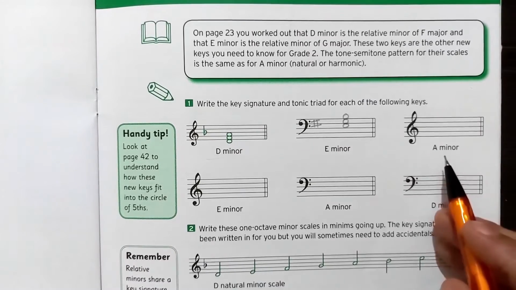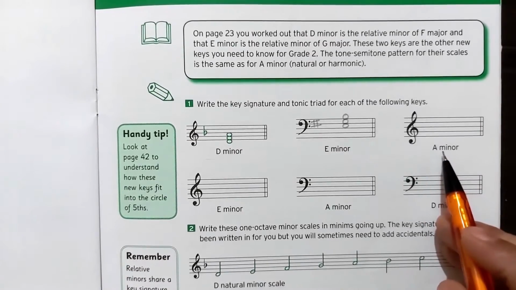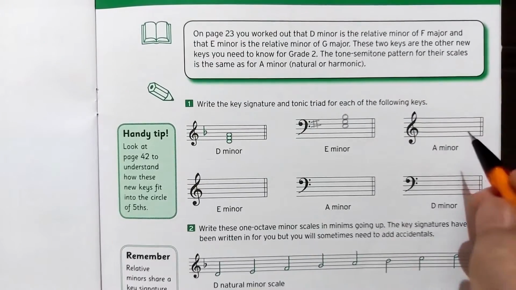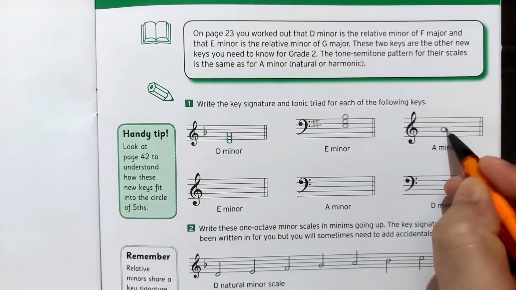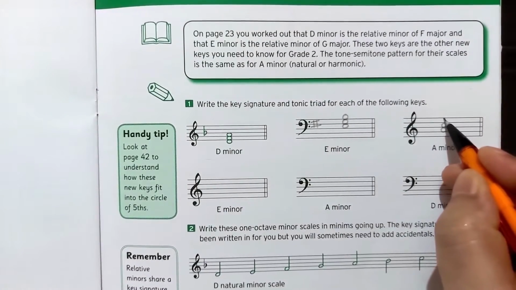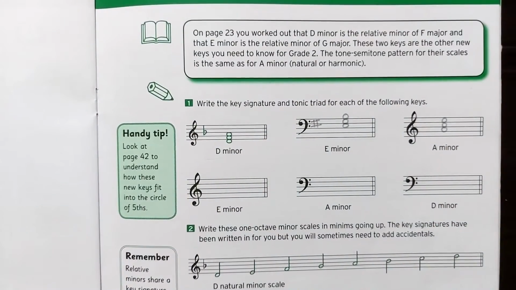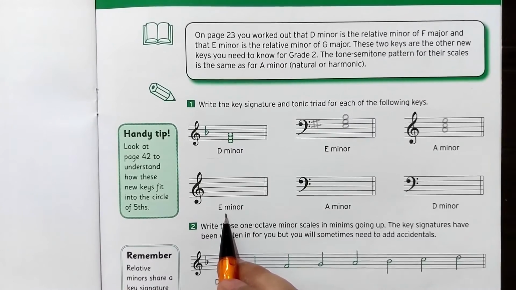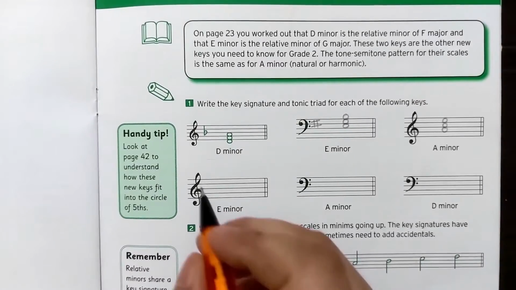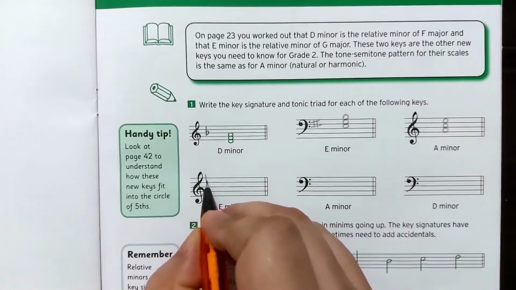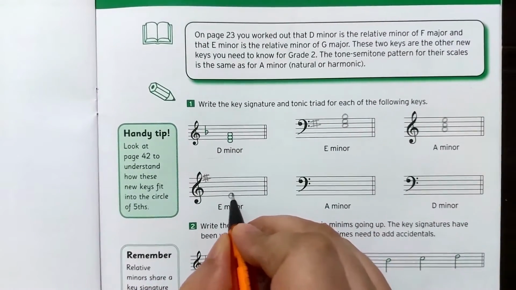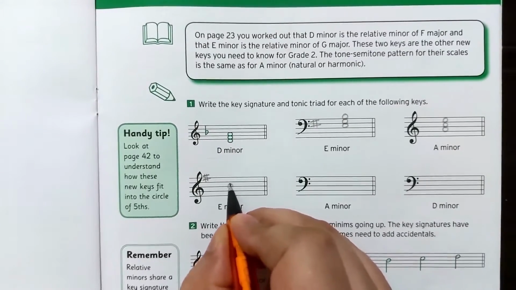Now next is A minor. A minor is relative of C major. They don't share any key signature, so there is no key signature for them. Let's make the tonic triad. We start from the second space, A, C and E. Now next is E minor. E minor shares with G major, so that is F sharp. We make F sharp and tonic triad E, 1, 3 and 5.